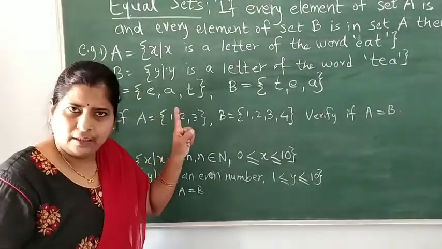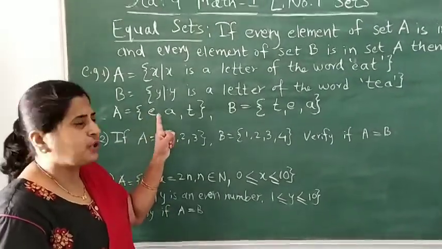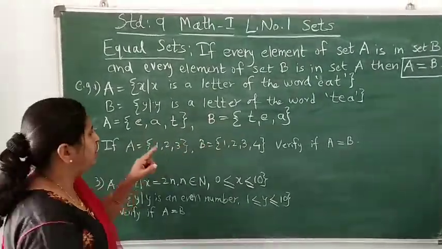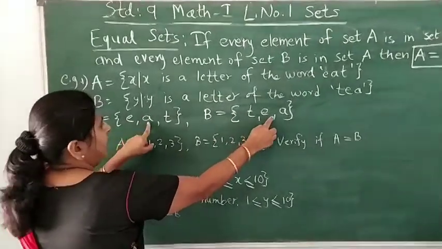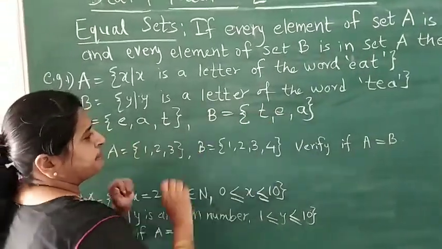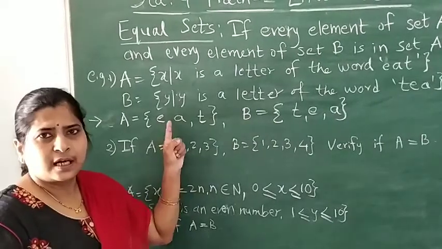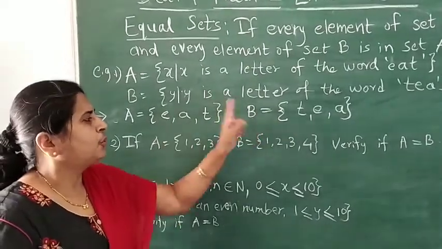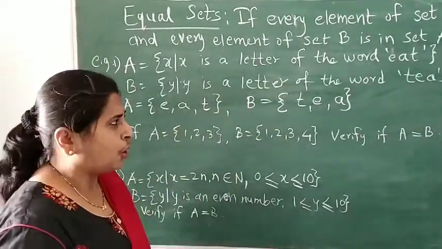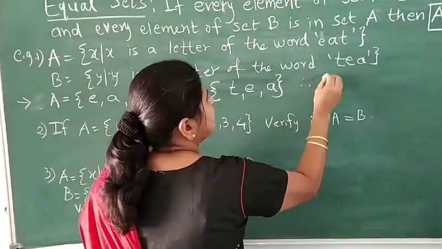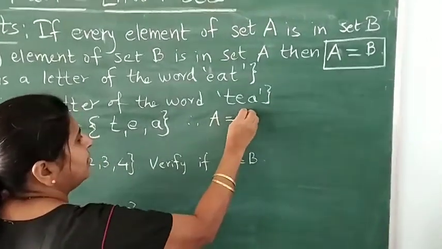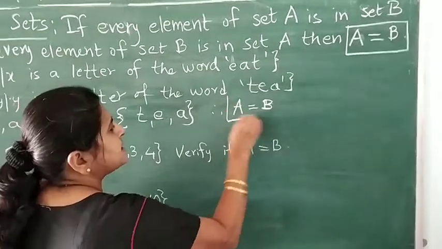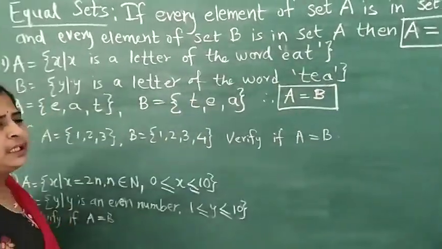But that is not enough. We need to check whether each element of set A is an element of set B or not. E, yes, it is there. A, yes, and T. So both these sets are having three letters and both are the same irrespective of the order. And that's why we can say that A is equal to B. That means set A and set B are equal.